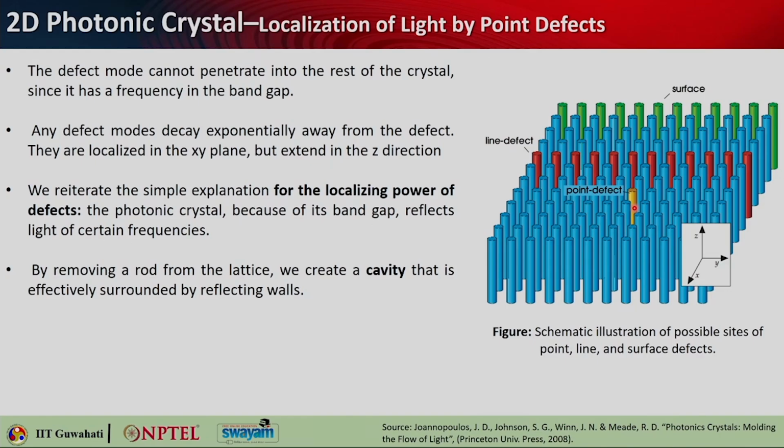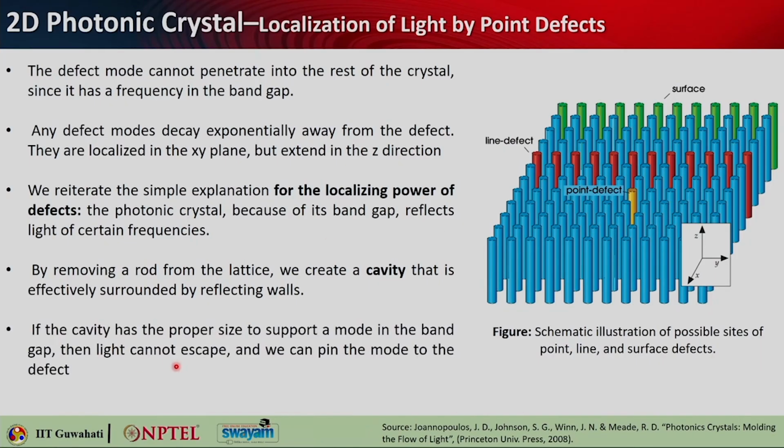Okay. So, if you just think of this particular crystal, if you remove this rod from the lattice, you are able to create a cavity, and this cavity is now surrounded by all reflecting walls, because the frequency of the mode that you want to be stored here is not allowed to enter this crystal. So, it is like a reflecting wall all around.